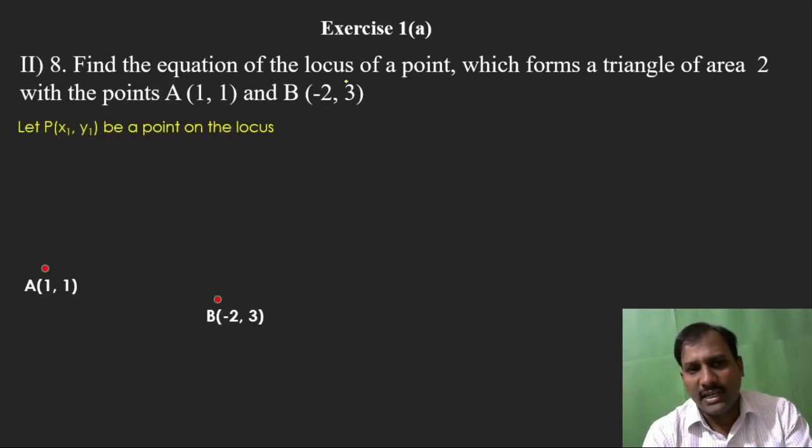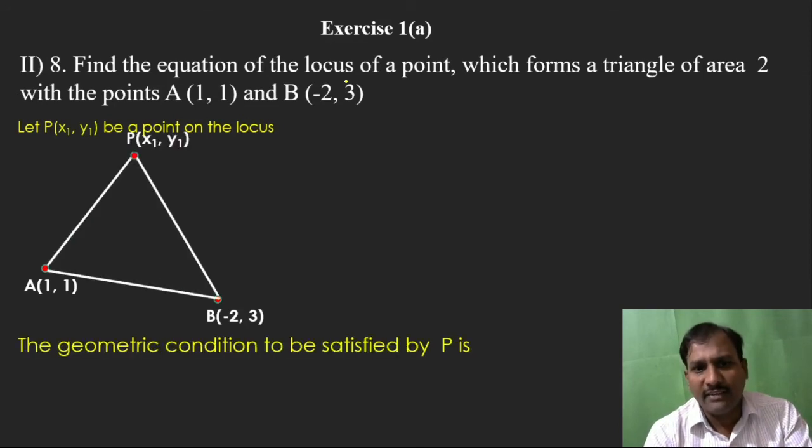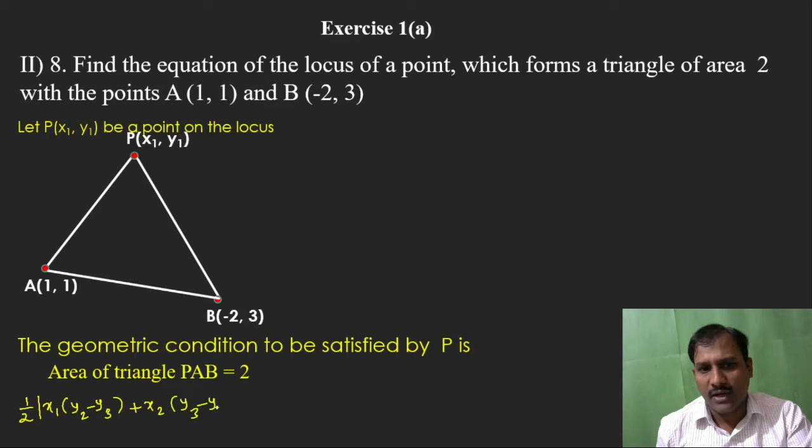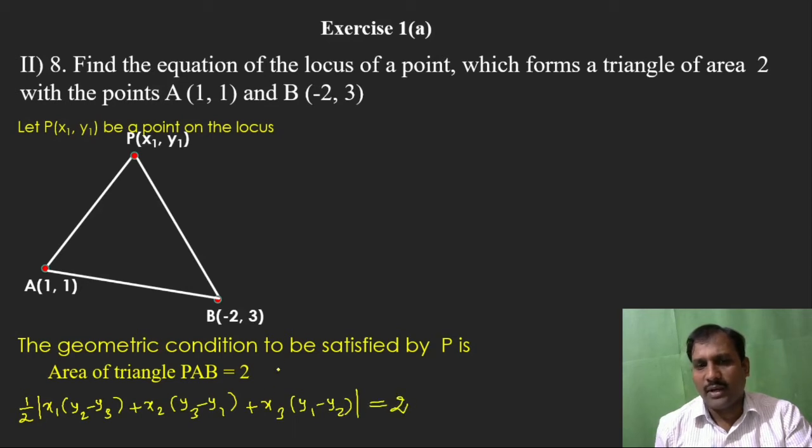So let P(x1, y1) be a point on the locus, and here they have given the area of the triangle as 2 units. So here also let us write the formula for the area of the triangle, that is, the modulus of x1(y2 - y3) + x2(y3 - y1) + x3(y1 - y2) equal to 2 square units. Let us substitute the x1 y1 values and x2 y2 and x3 y3 values in the formula.